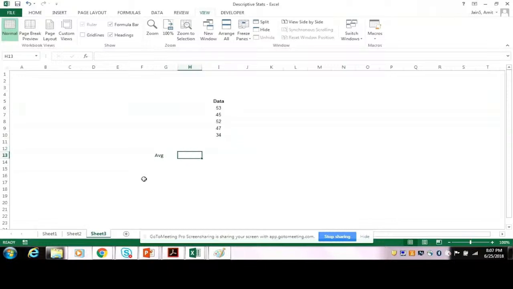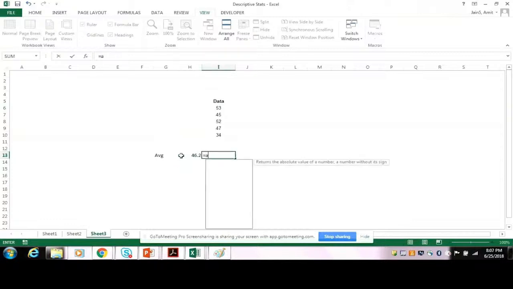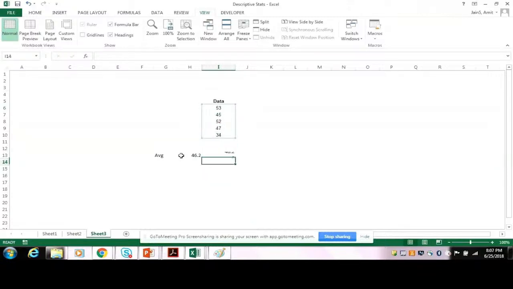So we know how to calculate average, not on Excel, but otherwise: you add everything and divide by the count. So 1, 2, 3, 4, 5. The sum of everything is 231, divided by 5, which gives us 46.2. Or we have Excel, so we simply write in the formula, select the range, enter, and 46.2 is the average.